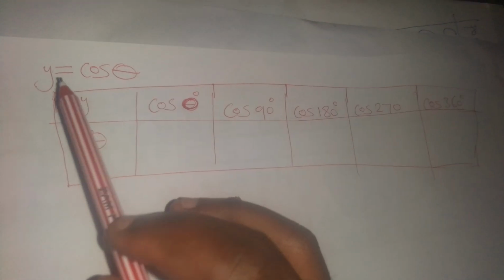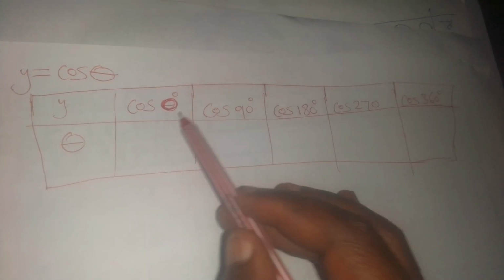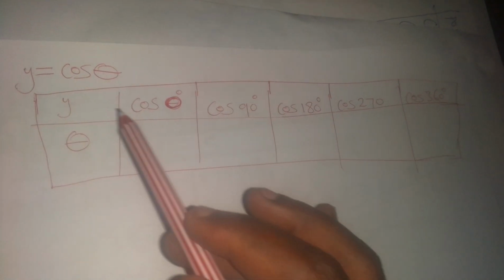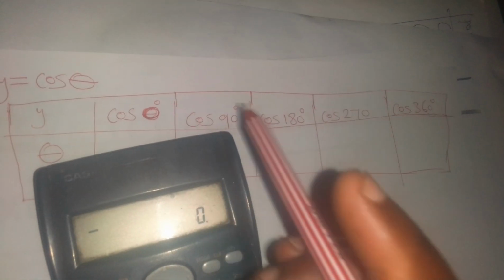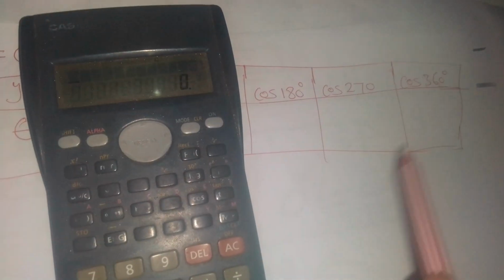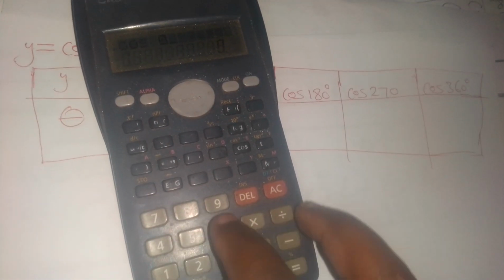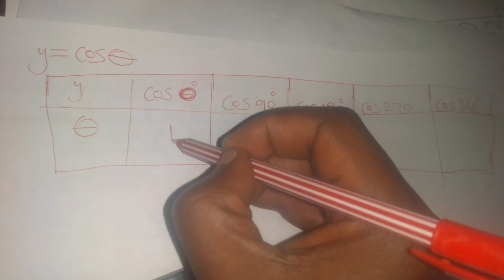So finally, to sketch a graph of y equals cos theta, remember we are talking about boundary angles starting from 0 degrees, 90, 180, 270, 360. The first row presents y, then the next presents theta. What we have to do is use a calculator. You see here there is cos 0. So you press cos then 0, you tap the answer. You see, cos 0 is equal to 1. So for cos 0, you just put a 1 here.